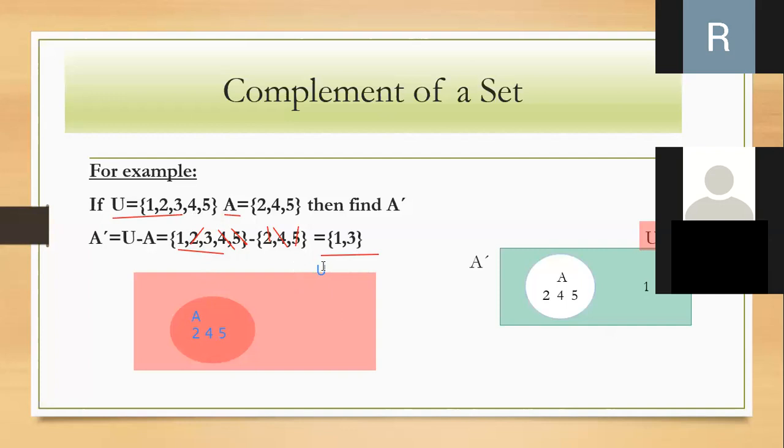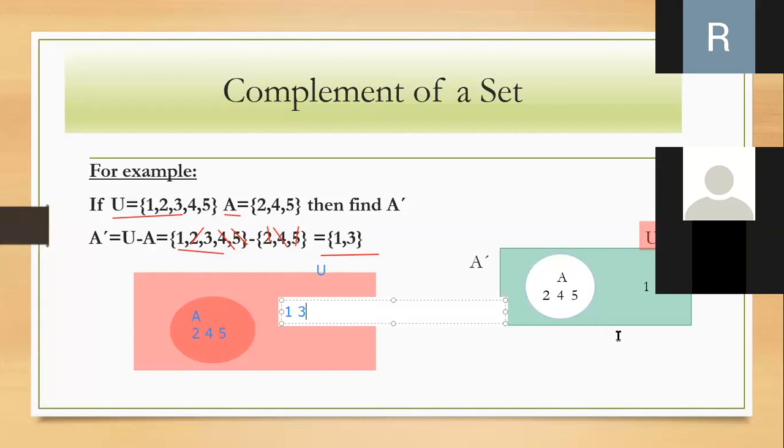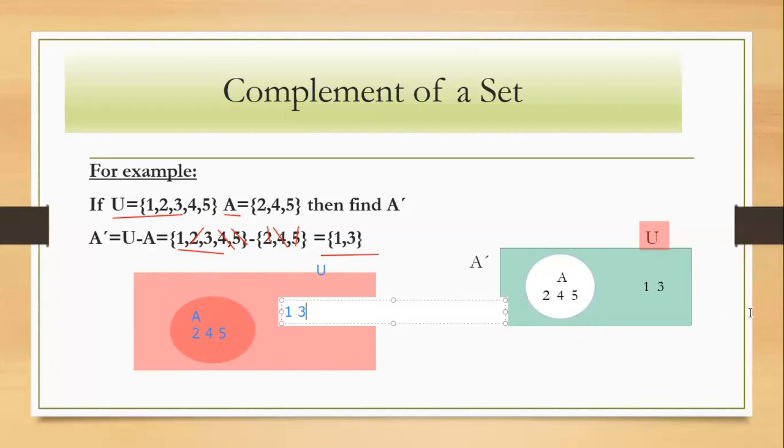Now, this universal set contains 1, which is not yet written over here. The second will be 3. Again, 4 is already written over here. And the next element will be 5, and it is again written over here. So, we get the answer like this. In this way, we can draw the Venn diagram.